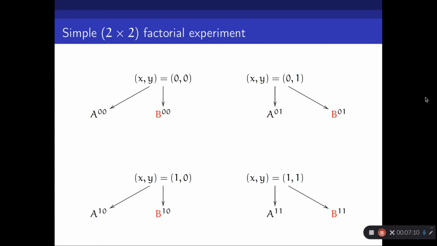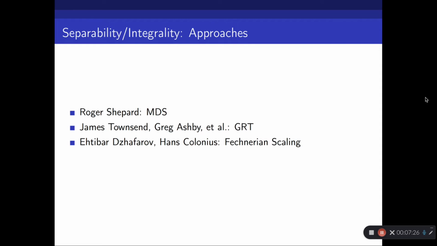The classical problem associated with such a design is the problem of perceptual separability versus perceptual integrality. Is intensity processed separately from shape, or is their processing inseparable? Several approaches have been proposed, among them Roger Shepard's approach based on multidimensional scaling, general recognition theory's approach by Jim Townsend, Greg Ashby, and others, as well as my and Hans Colonius's approach based on generalized Fechnerian scaling.